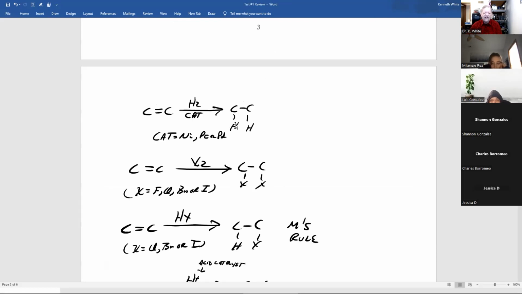All right, next I started teaching you some reactions. And the first one was hydrogenation. You take a double bond, react with hydrogen and a catalyst, you break the pi bond, and each carbon of the double bond gets a hydrogen. And that catalyst can be nickel, platinum, or palladium.